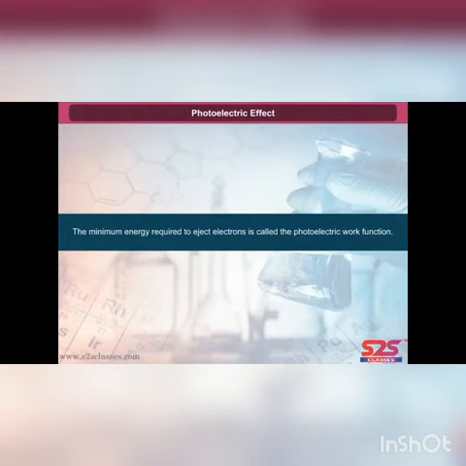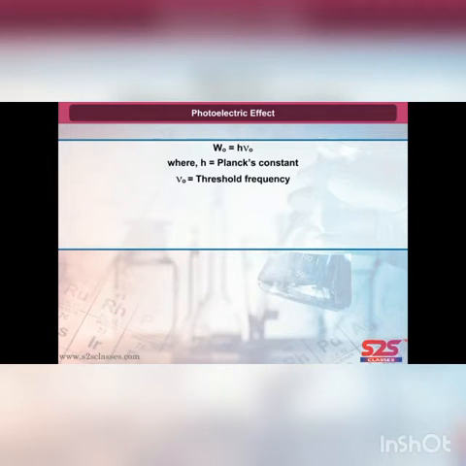The minimum energy required to eject electrons is called the photoelectric work function. It is denoted by W naught. W naught is equal to h nu naught, where h is the Planck's constant and nu naught is the threshold frequency. Energy of the ejected electrons can be determined by the given relation.